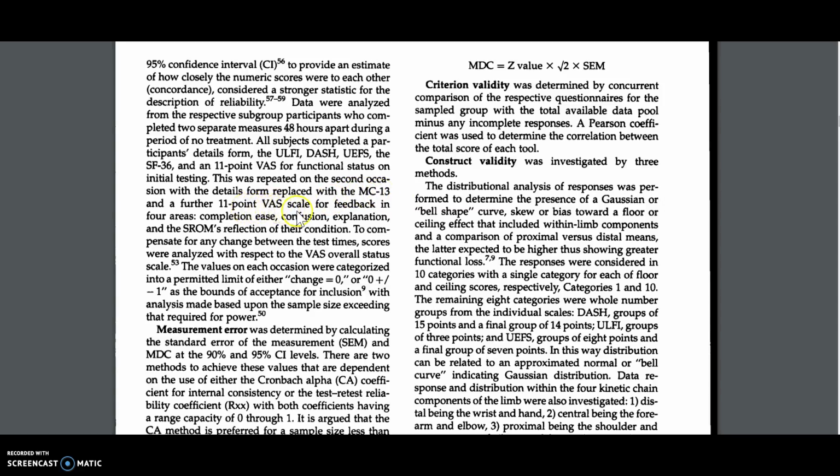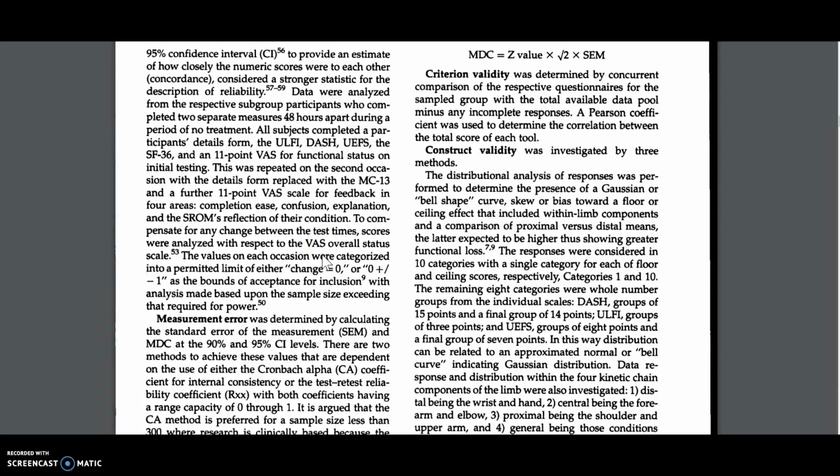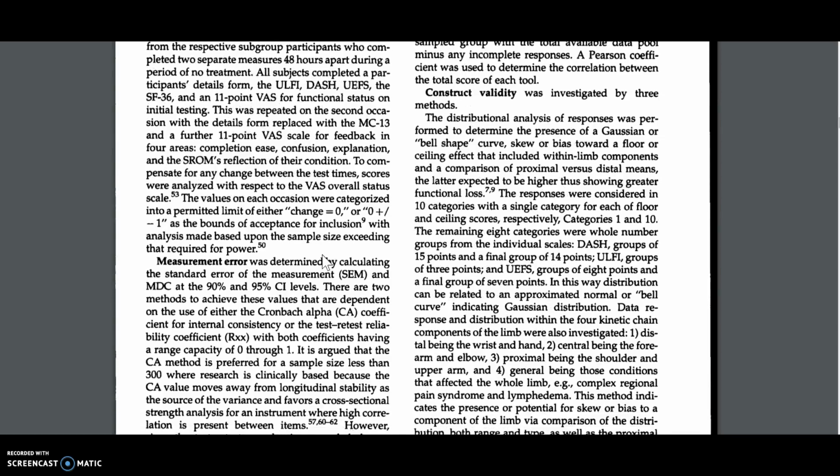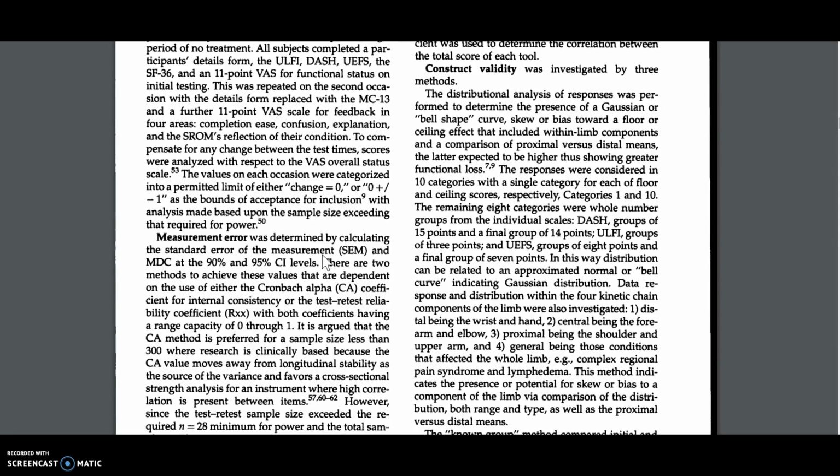And a further 11-point VAS scale for feedback in 4 areas, which was completion ease, confusion, explanation, and the RSOM's reflection of their condition. So they're not only looking for the patient feedback, but they're looking to see how easy it was for all of those patients to complete each of those self-reporting outcome measures, and if it was confusing in any aspect to complete them. Explanation, and then reflection. Do the outcome measures reflect the condition? Okay. So they just kind of continue to go on and tell you about that.